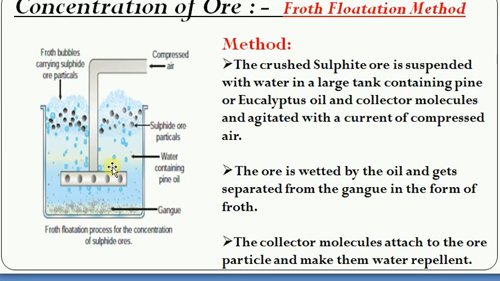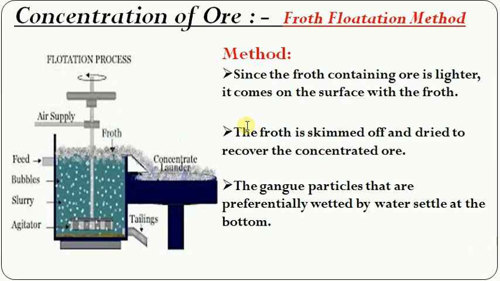Next, since the froth containing ore is lighter, it comes to the top of the surface of the water. The froth is skimmed off and dried to recover the concentrated ore. You could see here the separate container we can do that. The gangue particles are preferentially wet by water, will settle on the bottom quickly. We can remove easily from the bottom.